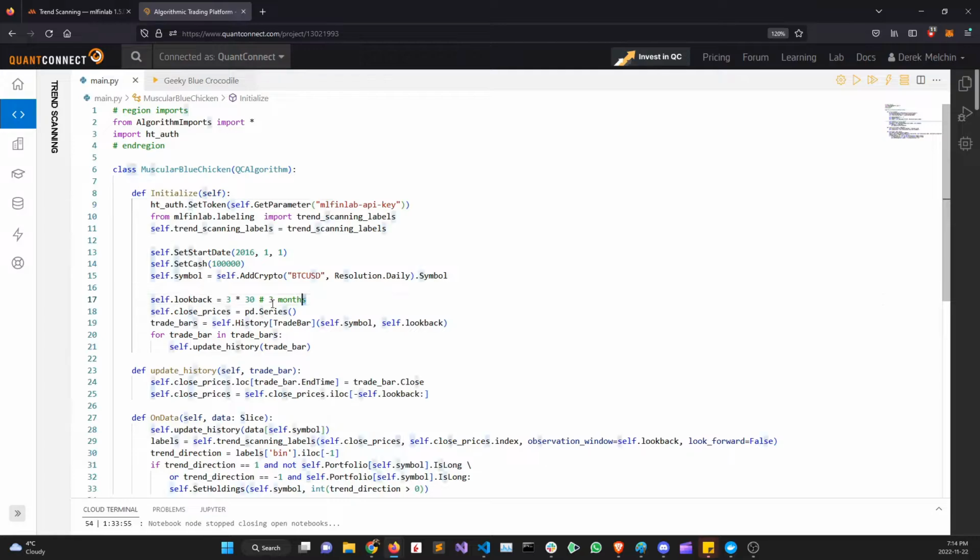It's just looking at the last 3 months of the price curve for the Bitcoin-USD pair, and it feeds those historical prices into this trend scanning labels function, which will tell us if it's in an uptrend, no trend, or downtrend. When the algorithm finds that Bitcoin is in an uptrend, it allocates all of the portfolio to Bitcoin. Otherwise, it just holds US dollars.